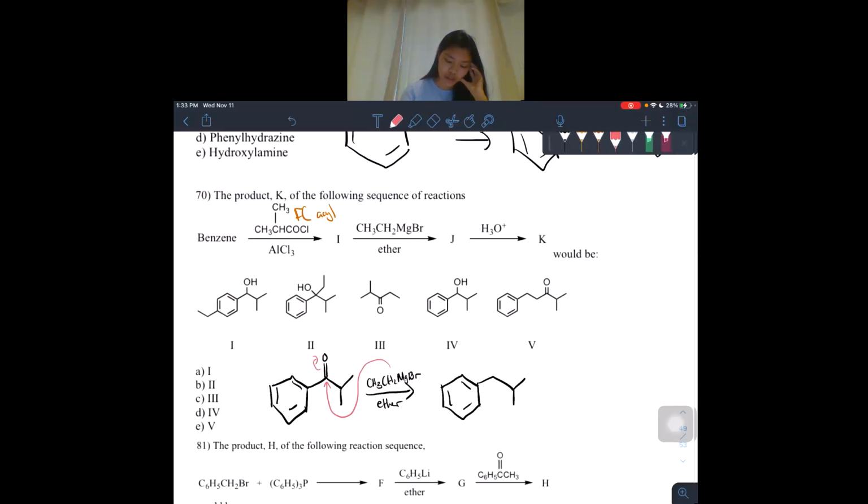So I will draw the Grignard reagent in like this. So we have the CH and this, we added on the methyl. And this guy is now this. And then we're reacting it with H3O+. All that is going to do is protonate this guy here. So we will end up with this.